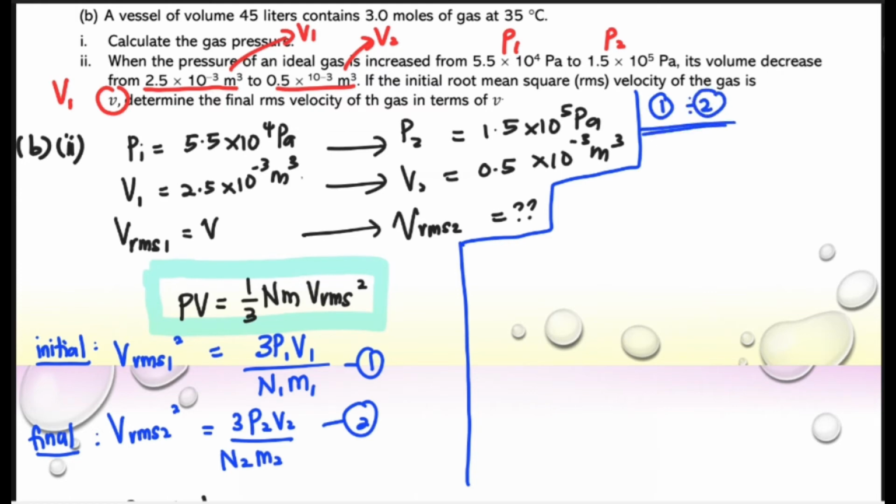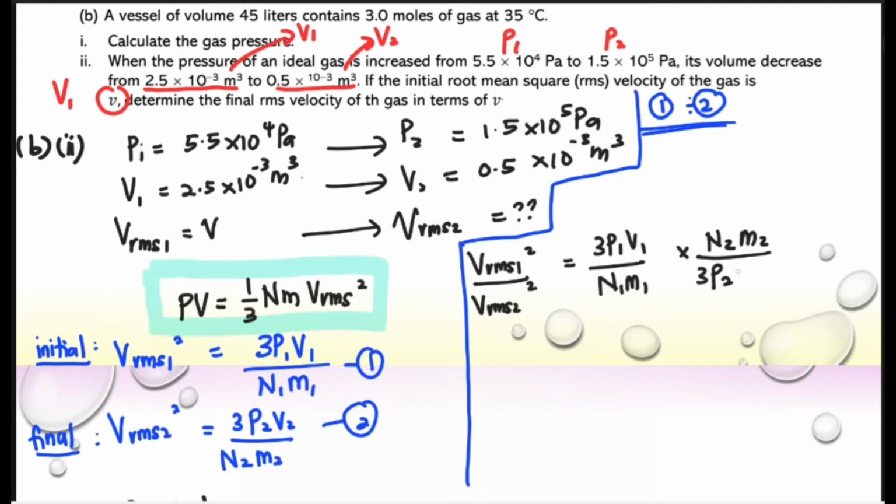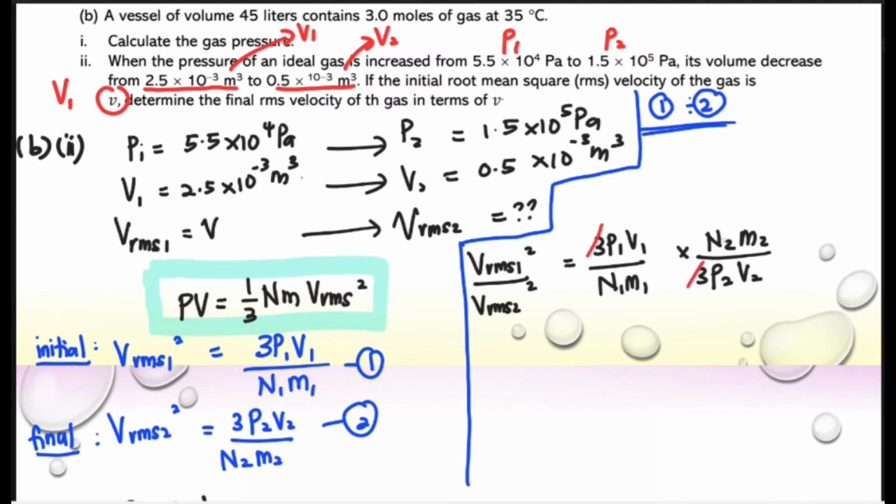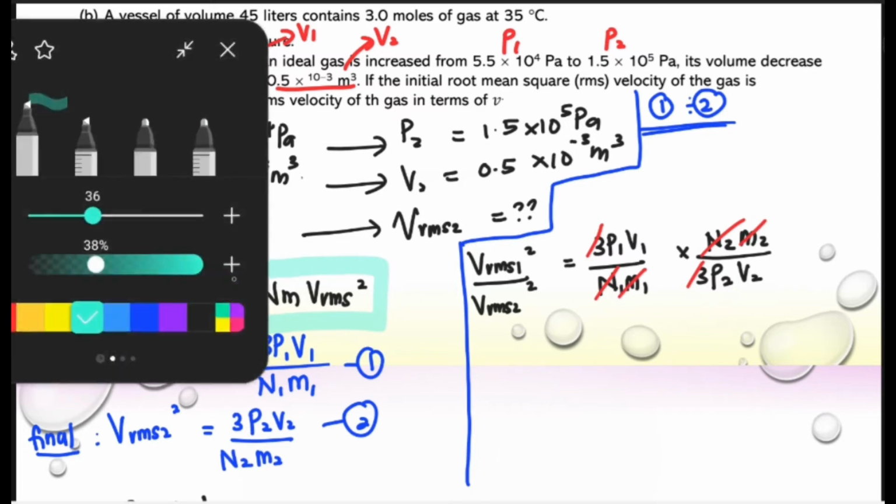So VRMS 1 squared over VRMS 2 squared is equal to 3P1V1 over N1 M1, divided by 3P2V2 over N2 M2, so it becomes multiplication, and N2 M2 will be inverted. I believe you all know this. So what we can cancel, we cancel out. So we have 3 here, and N and M are constant.